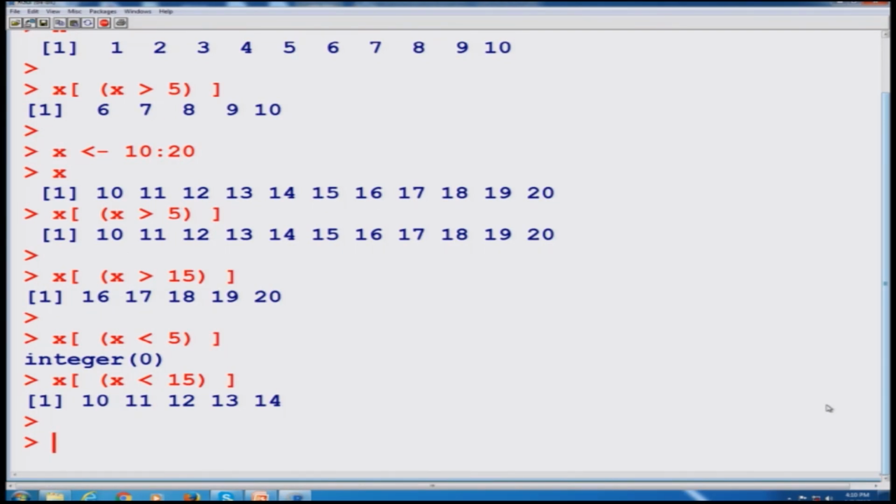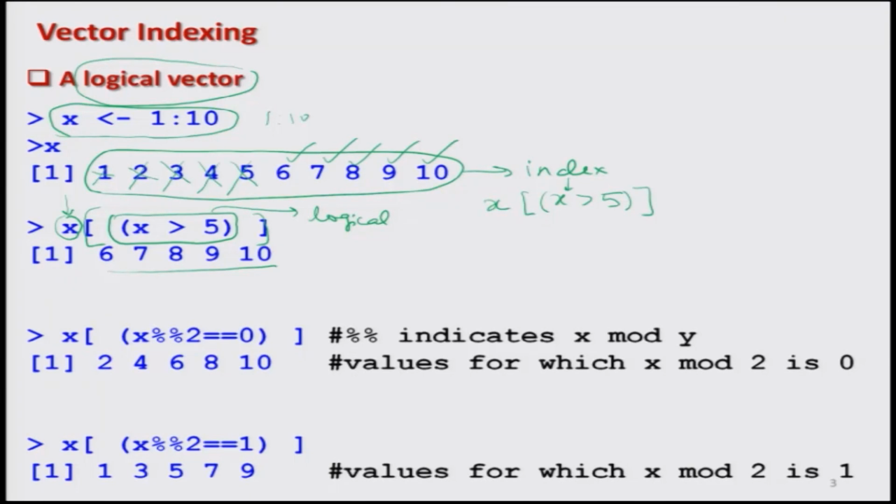So, you can see this is how we can play with this. Different types of such operations can also be done with the same vector. Now, let us try to take some more examples. Suppose I take the same vector, x going from 1 to 10, and now in this sequence I would like to know what are the values for which x modulo 2 is 0. That is my question.